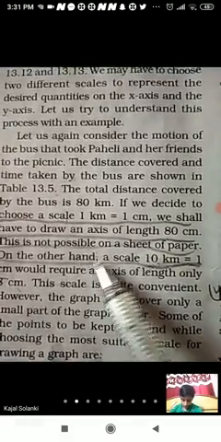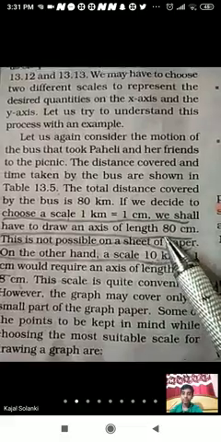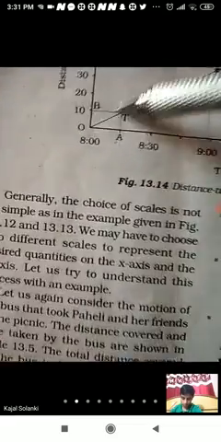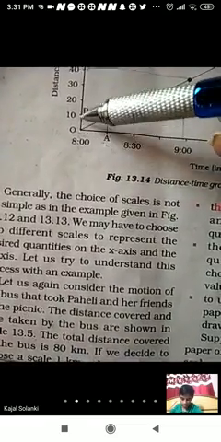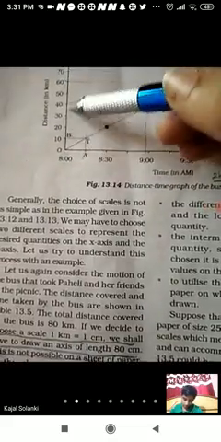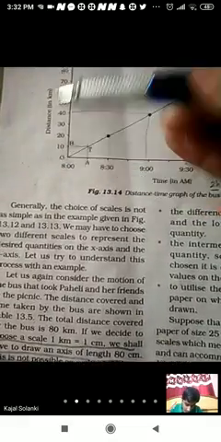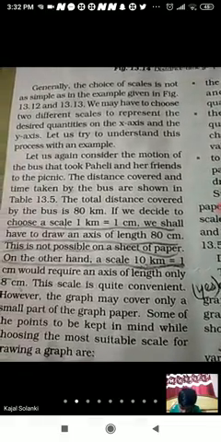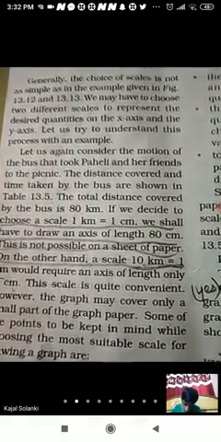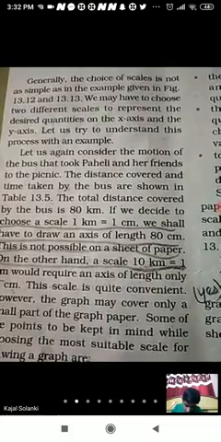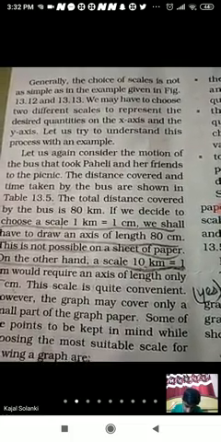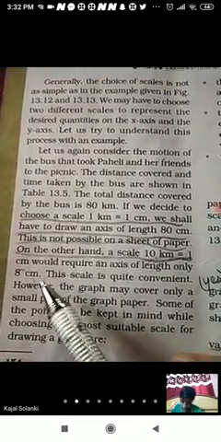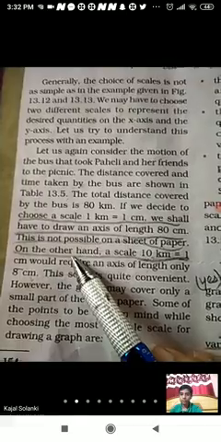So what we have to choose as a scale is 10 kilometers equal to 1 centimeter. That means 1 centimeter equals 10 kilometers. So easily 80 kilometers gets covered in just 8 centimeters. Okay, accordingly, every time we cannot choose the same scale; according to the values and the highest and lowest value we have to choose our scale. Okay, further, on the other hand, read from here.